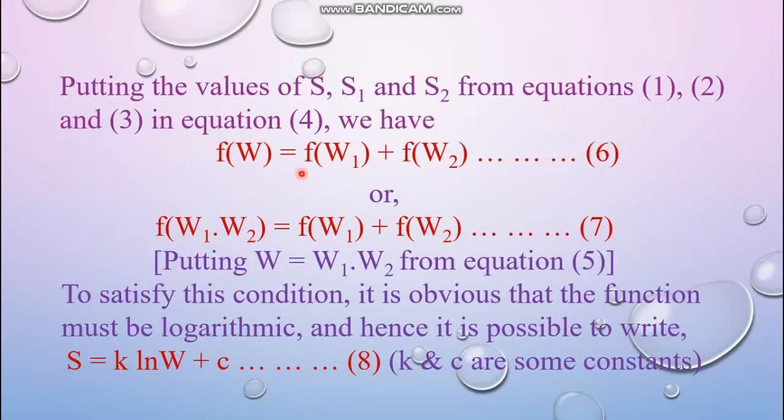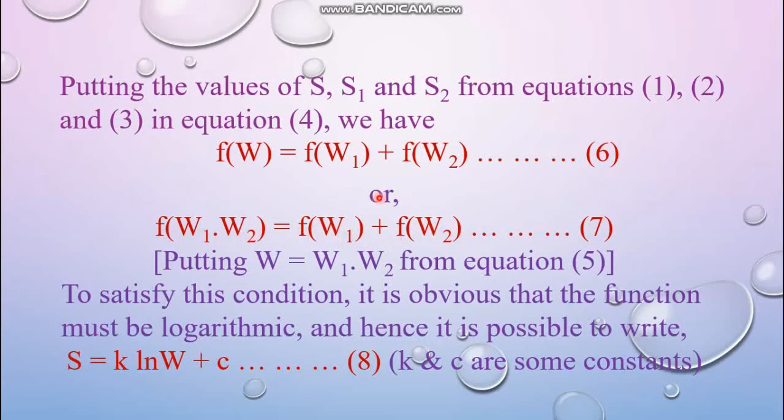Now let us proceed further. Instead of W you can also write W1 into W2. So we are writing here, to get equation number 7, putting W equal to W1 into W2 from equation number 5. To satisfy this, now you get this point that some function of two parameters which are multiplied with each other, while the result is addition of function of two parameters separately. That means function of W1 W2 is function of W1 plus function of W2.